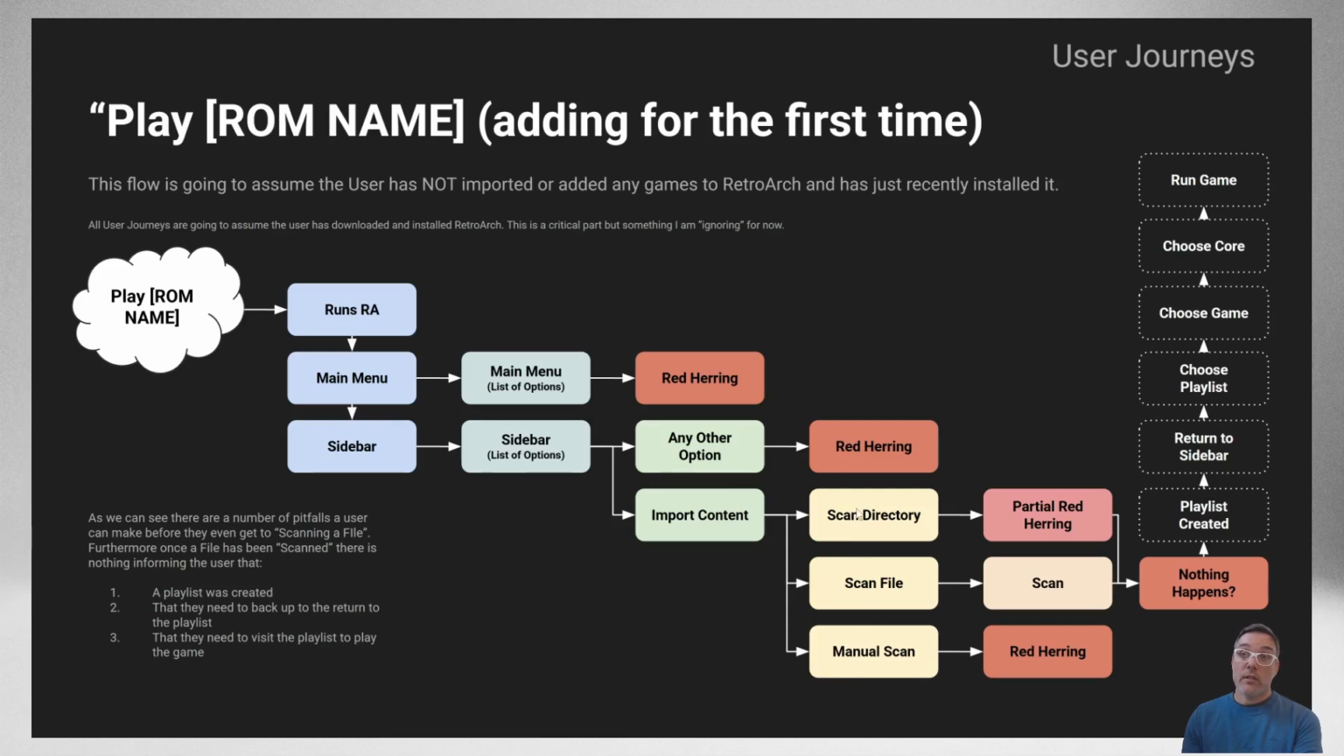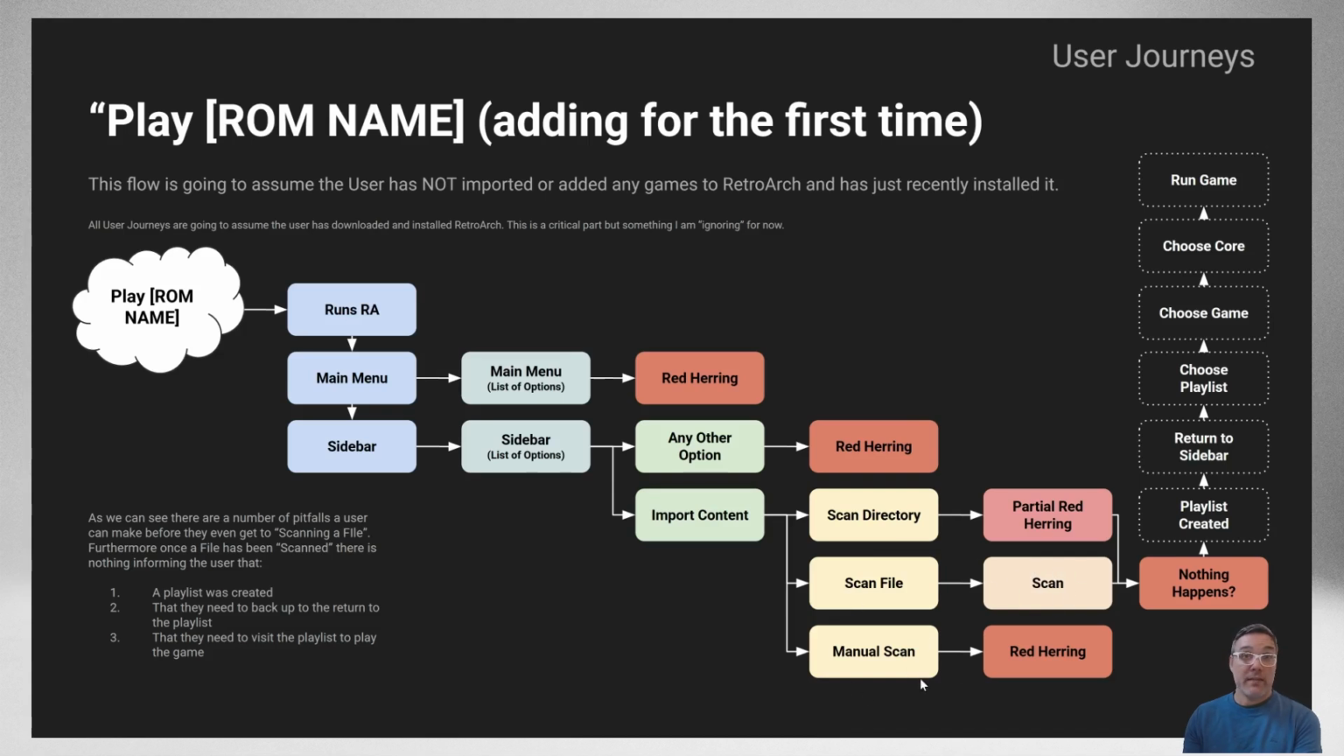Now, these 3 choices, if you just want to play one game, maybe you've only got one ROM, that's all you want to do, can be a little bit unclear and also potential red herrings. So you probably just want to scan that one file if you've just got one game. You can scan directory, right? It's a partial red herring because potentially there's other stuff in that directory. Maybe it's in your documents folder or whatever, and it's just scanning a whole bunch of stuff unnecessarily, right? If you scan a file, you're scanning that particular file.